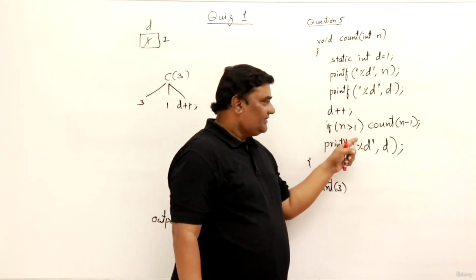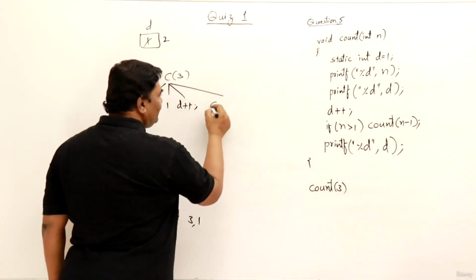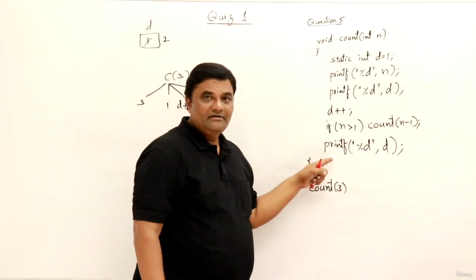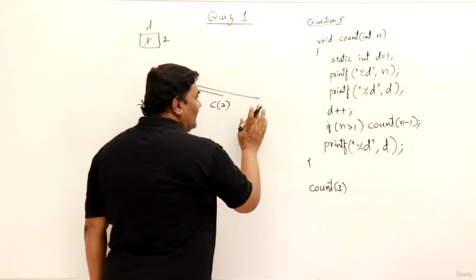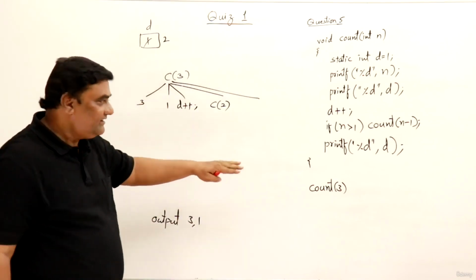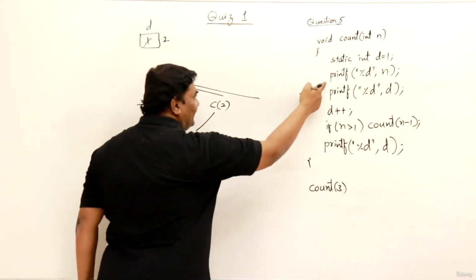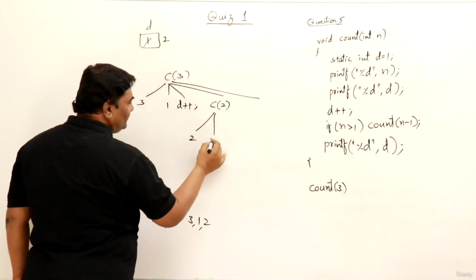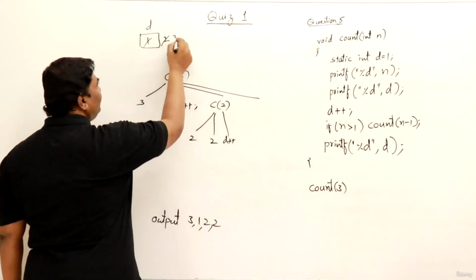If n is greater than 1, then count n minus 1. Yes, it is greater than 1. It is 3, so count is called again for n minus 1, so it is for 2. The next print comes after the call finishes, so printing will be done afterwards. Then call for 2. Again it prints: n is 2, so 2. Next print d. d is 2. So 2. Then d plus plus. d becomes 3.